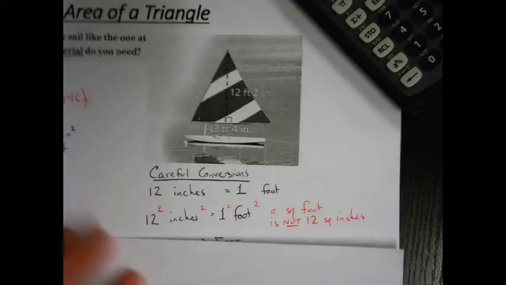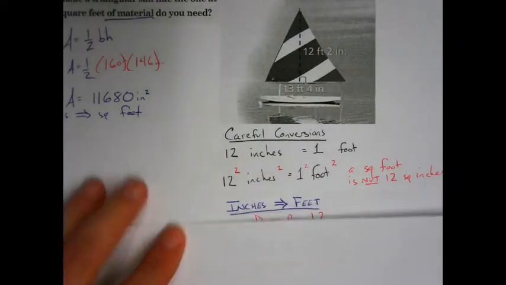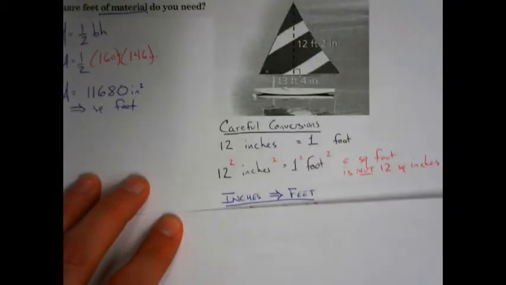Okay, so that's what I'm establishing right here. So 12 squared inches squared is 1 square foot squared. So a square foot is not 12 square inches. A square foot is 144 square inches. We'll talk about that in a second.